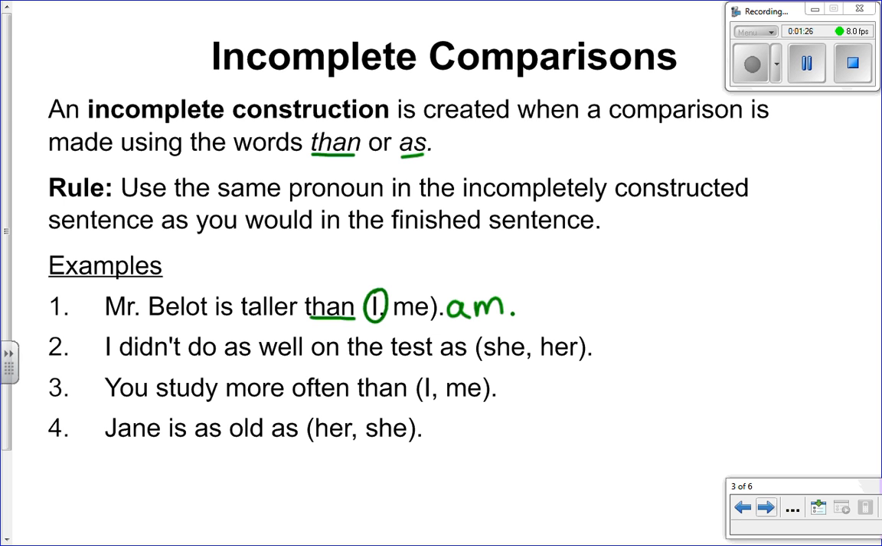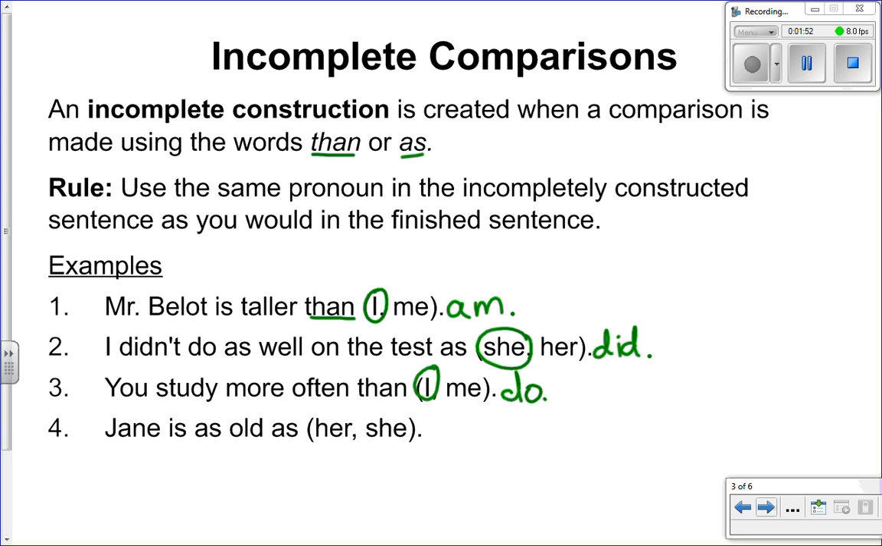In the second sentence, I didn't do as well on the test as she did or as her did. You would say she, so the sentence reads, I didn't do as well on the test as she. In the third sentence, you study more often than I or me. Complete the construction. You study more often than I do. So you study more often than I.